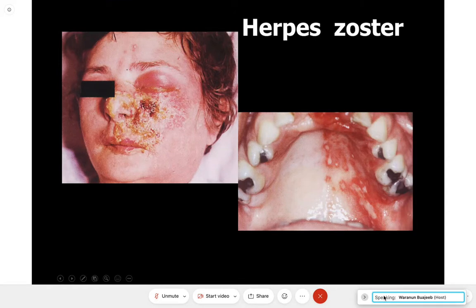This is also a second division case of herpes zoster. You can see the lesions stop at the midline, not across the midline. So it is very easy to diagnose if the patient has both skin and oral lesions, only on one side along the distribution of the nerve.